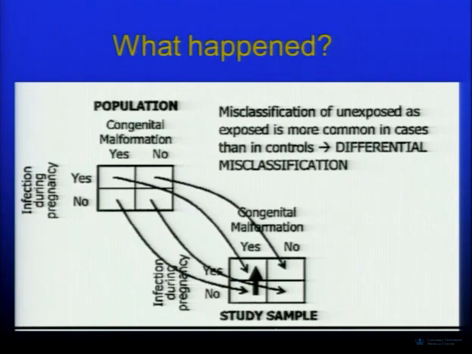So here's an example of that. Misclassification of unexposed as exposed is more common in the cases than the controls. More of the women that had a baby with a congenital malformation are saying, yes, I had an infection, when really they didn't. It's only happening in the case group, and that is why it's differential misclassification. If both of them were more likely to respond differently, it wouldn't be as much of an issue.